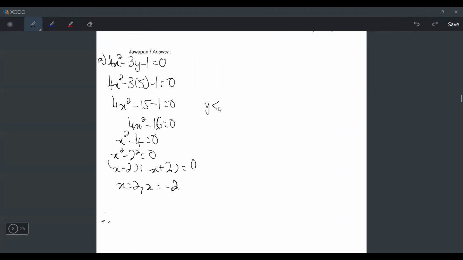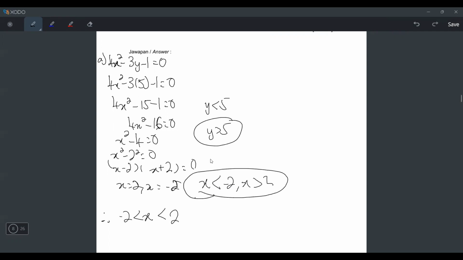Okay, if the question says y smaller than 5, then I will write like this. X in between the smaller number and the bigger number, 2 and negative 2, which one is the smaller number? Negative 2. So negative 2 I'll put in front, 2 I'll put at the back. Okay. But what if this is bigger? If this is the bigger case, then I will write differently. I'll write like this. X smaller than the smaller number, negative 2, comma, x bigger than 2. So this will be my answer if the question says bigger. But if it's smaller, then I'll write like this. Okay. So let's erase this.